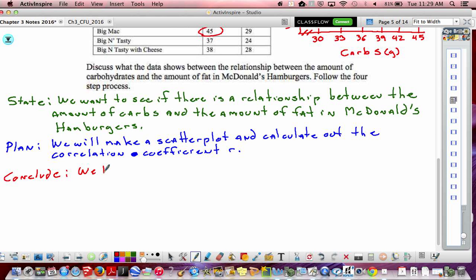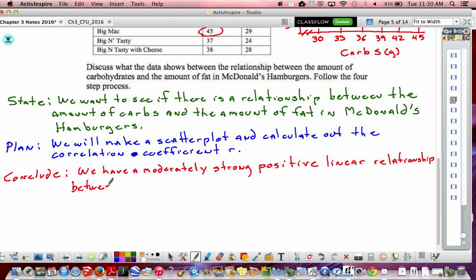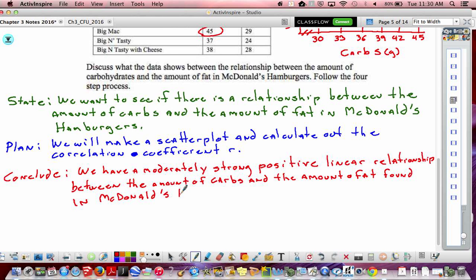So we have a moderately strong, positive, linear relationship between the amount of carbs and the amount of fat found in McDonald's hamburgers.